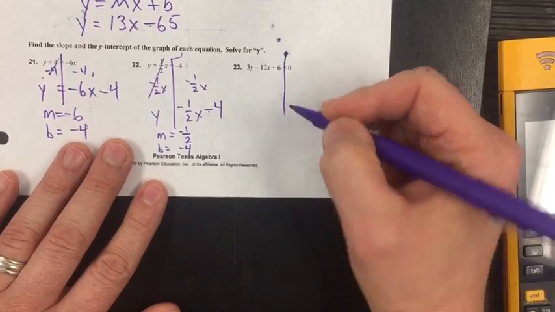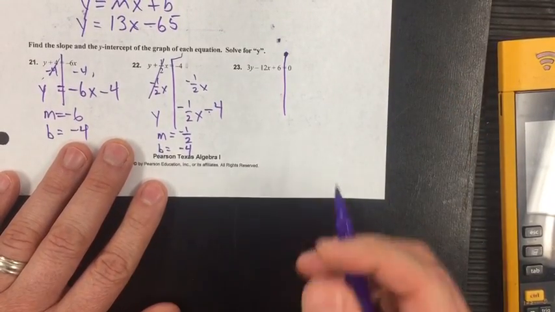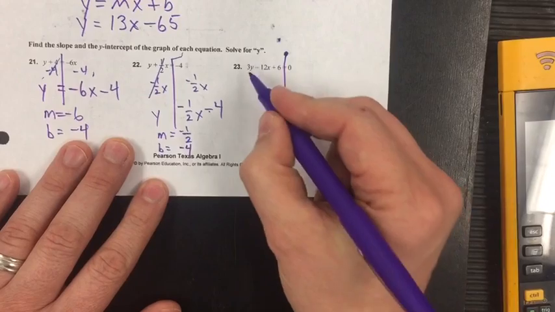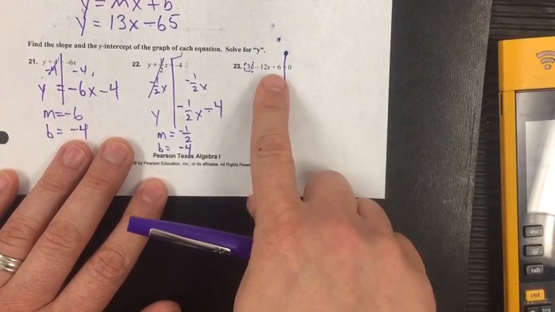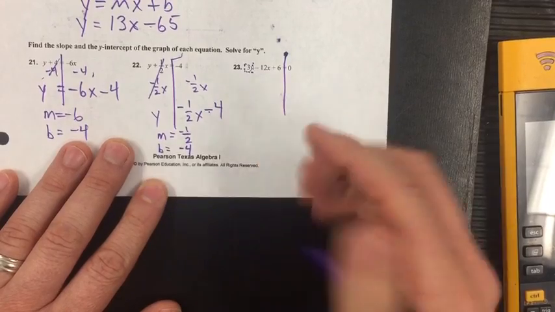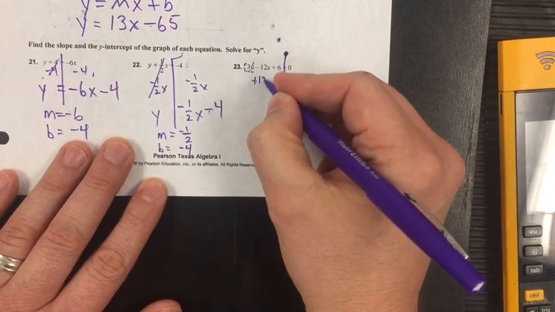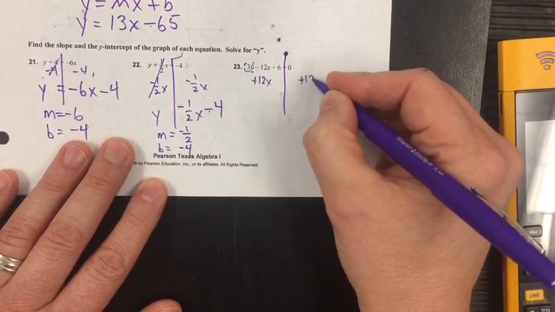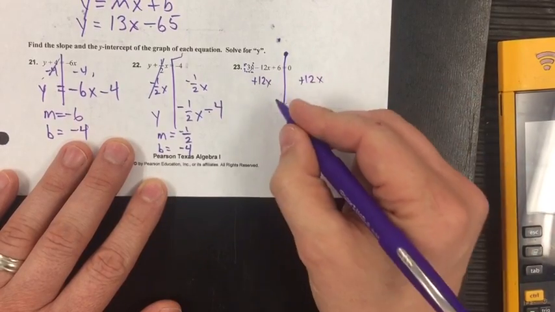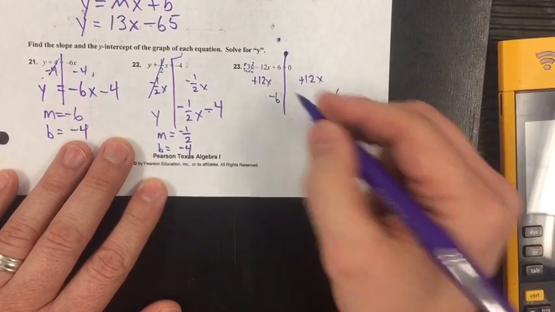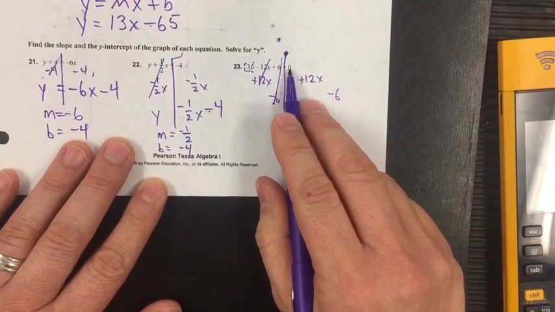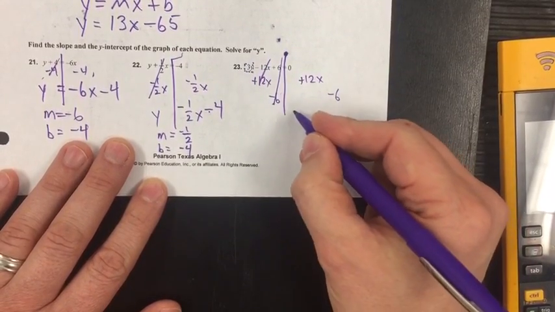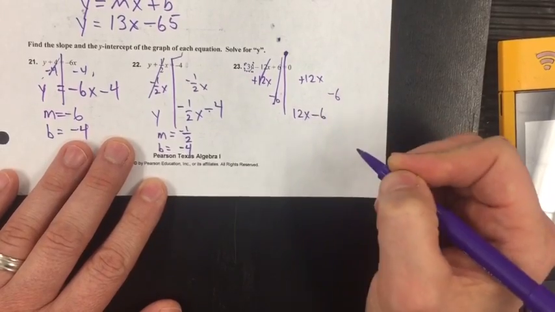Now this last one has a few more steps. Okay, here's my 3y. I'm going to put a little box around it. I might want to move everything over there. My minus 12x becomes plus 12x. My plus 6 becomes minus 6. So that cancels, that cancels. That 0 doesn't really do anything. I don't have to write that anymore. I have 12x minus 6.